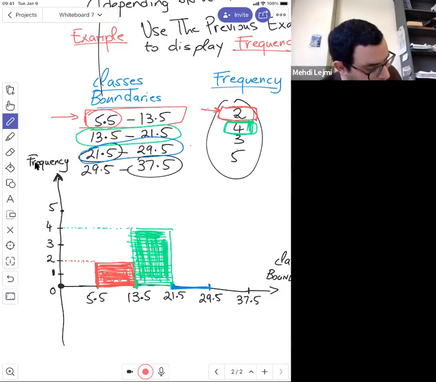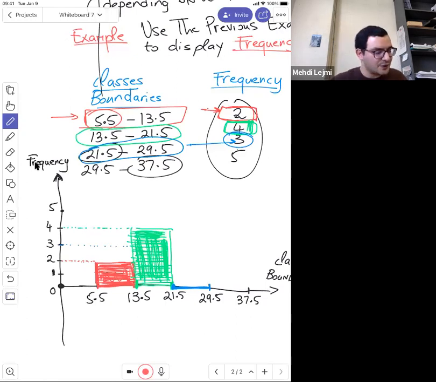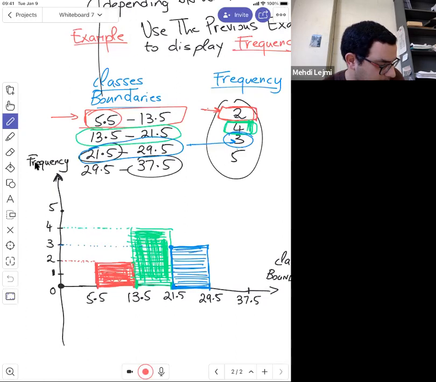Now, what's the frequency of my third class? It's 3. So we need to go up by 3 units, right? Here's my 3 units. You see this 3 units here? We're gonna go with a horizontal line here, so we're gonna go up by 3 units right here. Same here at 29.5, and I'm gonna draw my rectangle with height equal to 3 units.